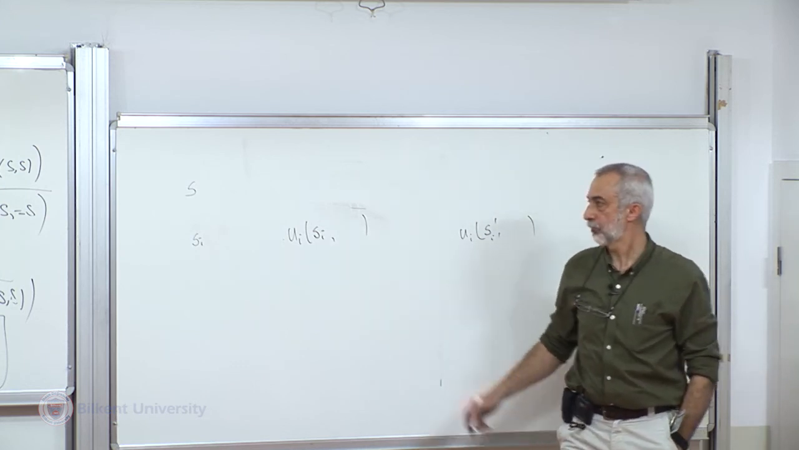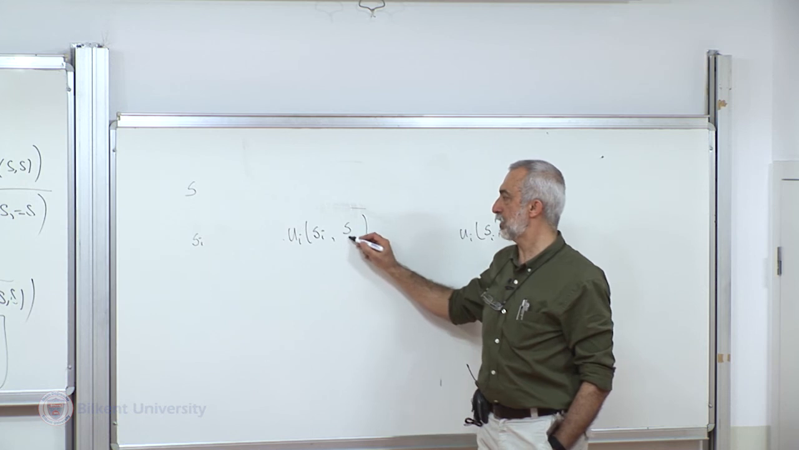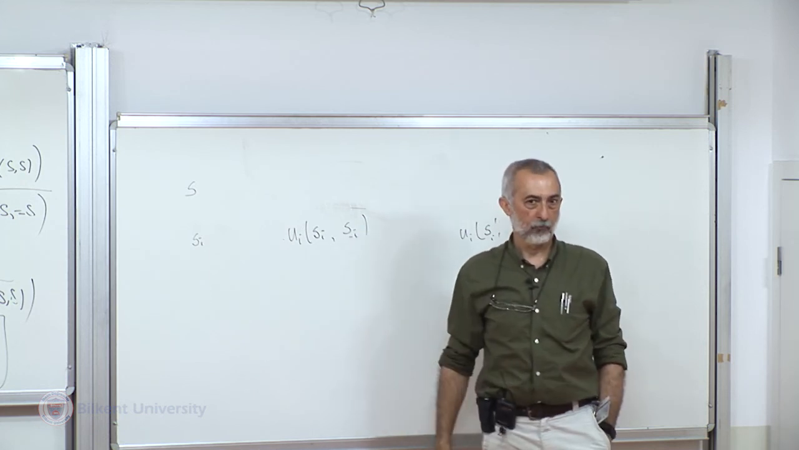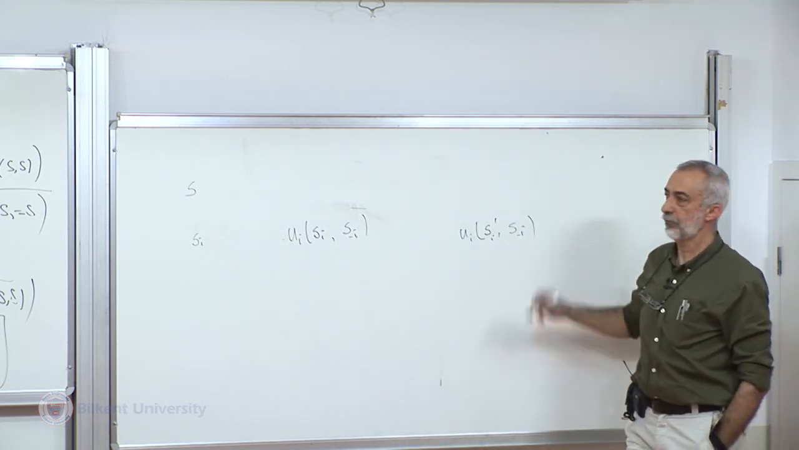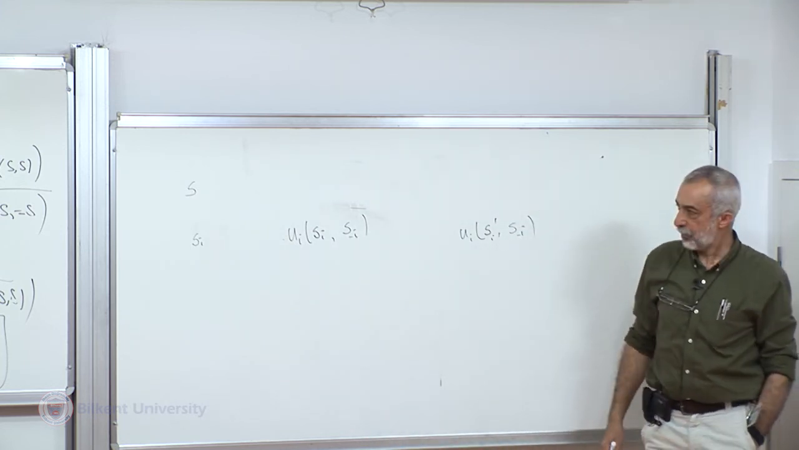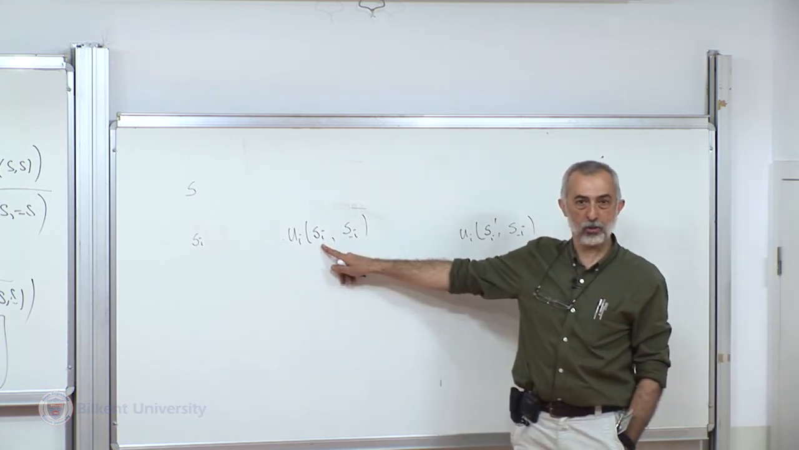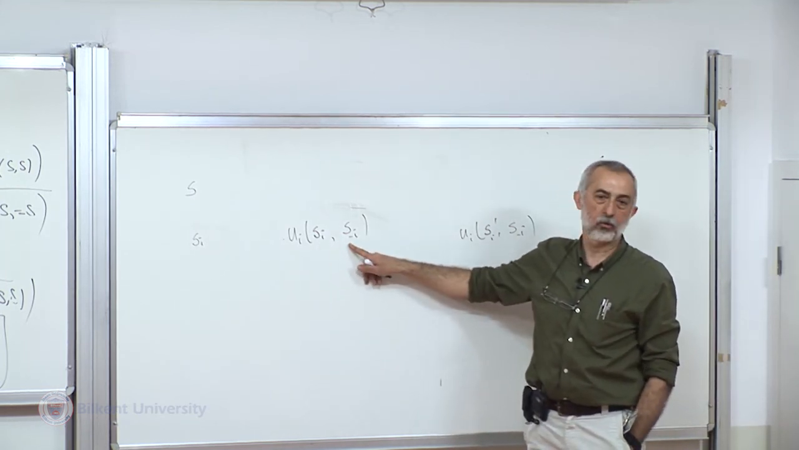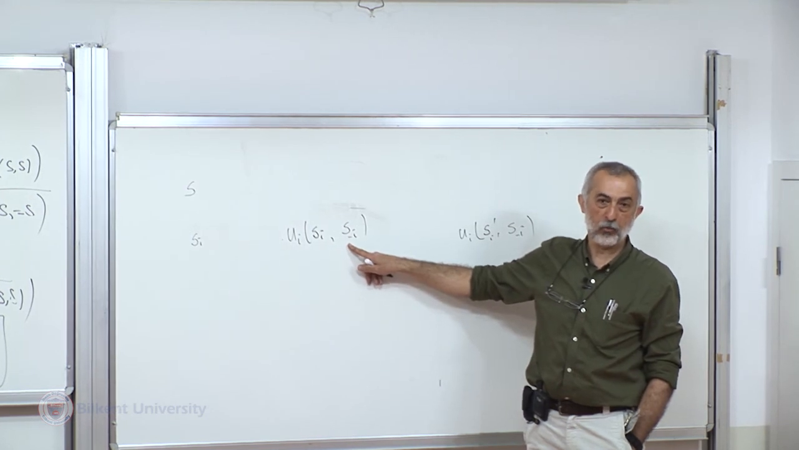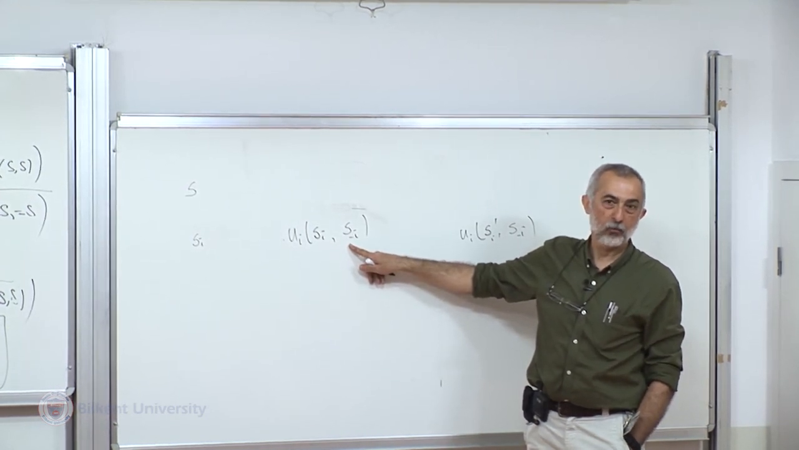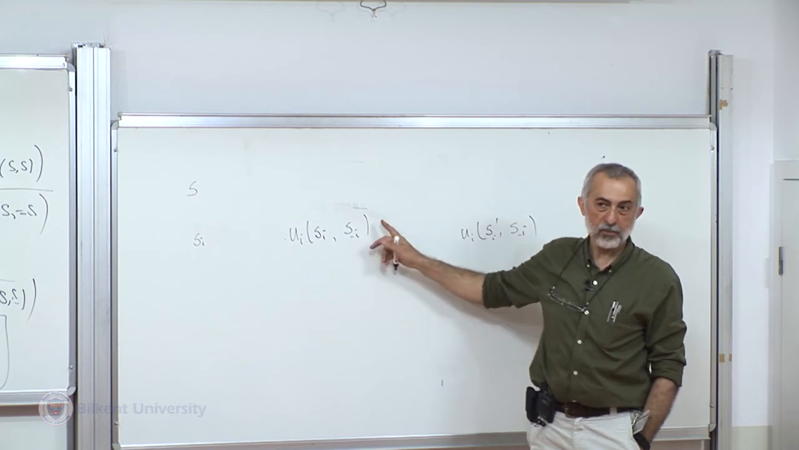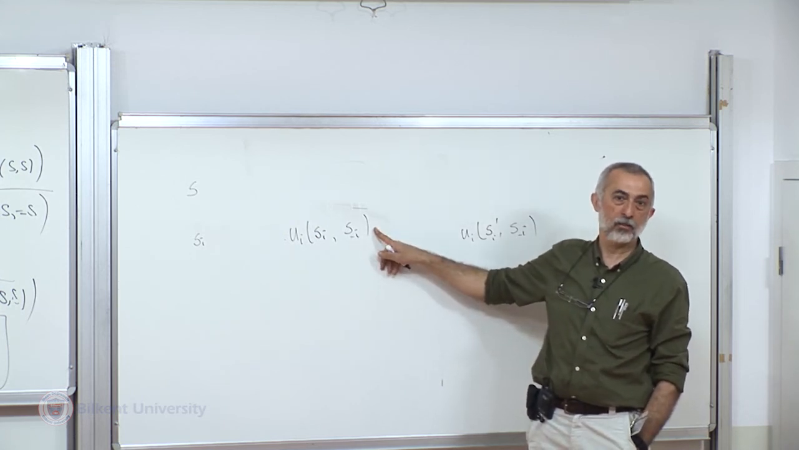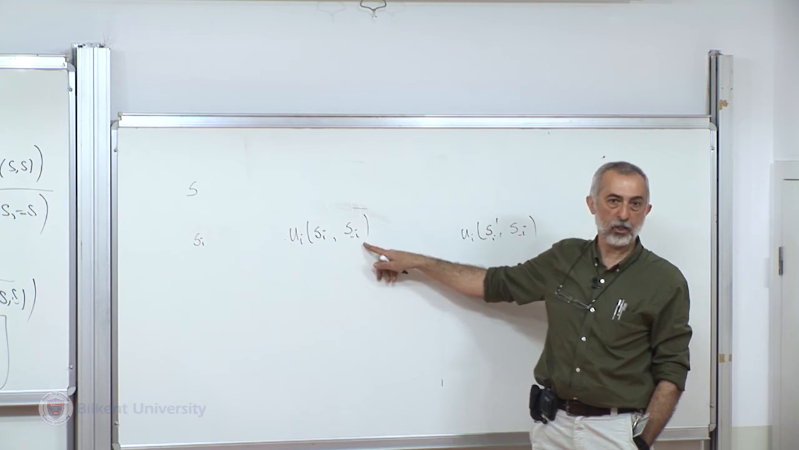So what do I do? Well, the other agents might play some strategy profile S minus i. We assume that they stick to it. The problem is, player i only knows his component and does not know what the other agents would do. But what does he know about the other agents' actions? He has a belief about what the other agents would do.